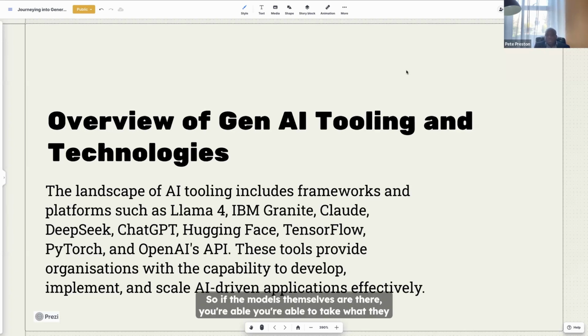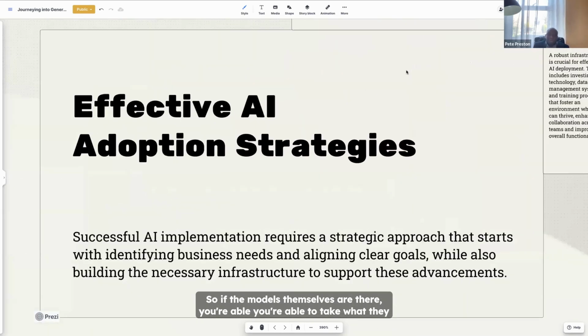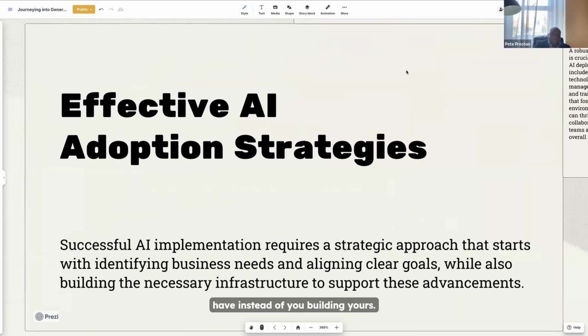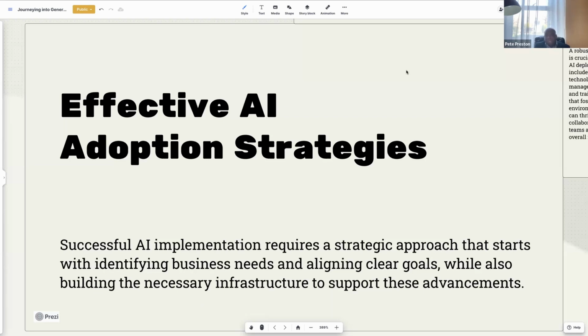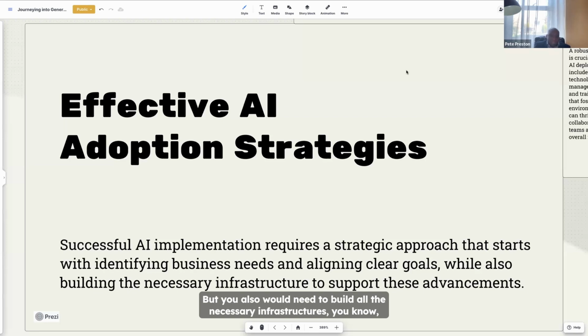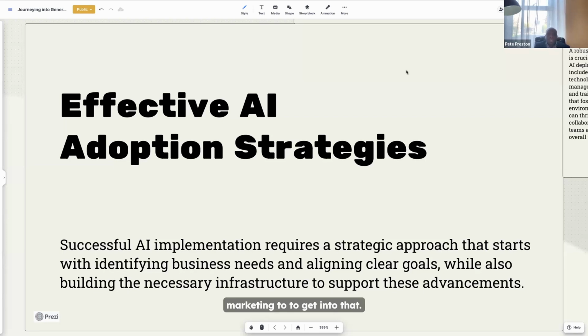So if the models themselves are there, instead of you building yours, you can take what they have and use your data specifically for a clear task. So for instance, if you want to do something for pizza delivery, you can create your own model that will be a chatbot interface that deals with your clients as if it's a human, over a period of time with lots of training. But you would also need to build all the necessary infrastructure and marketing to get into that.